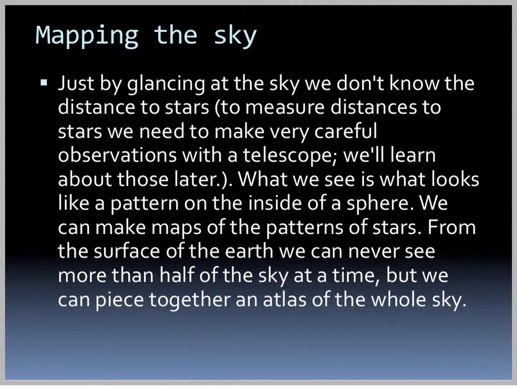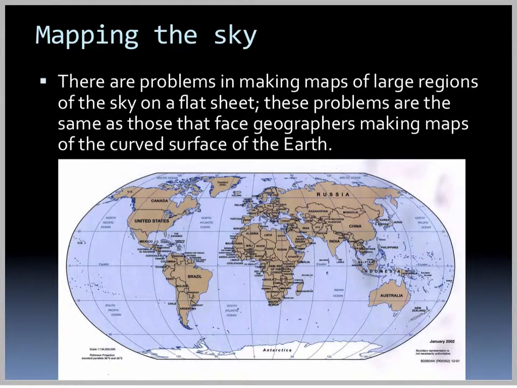and from the surface of the Earth, we can never see more than half the sky at a time, but we can piece together an atlas of the whole sky. Now there are problems with making maps of large regions of the sky on a flat sheet, and they're the same problems that geographers face making maps of the curved surface of the Earth.